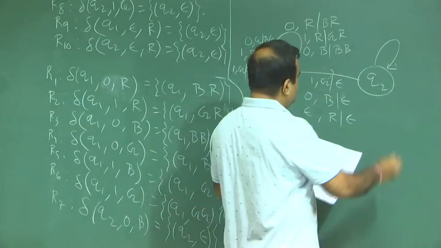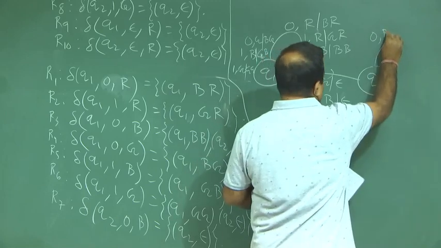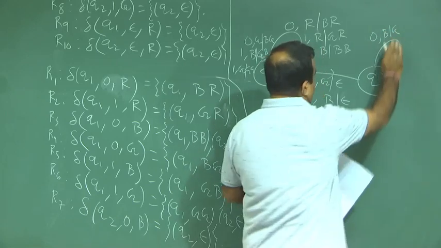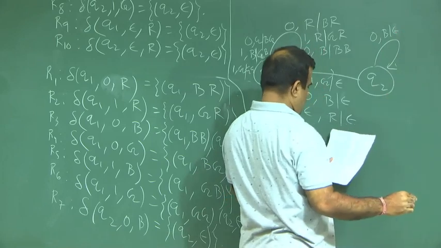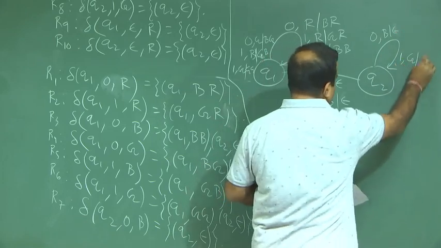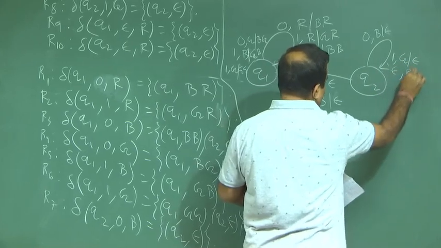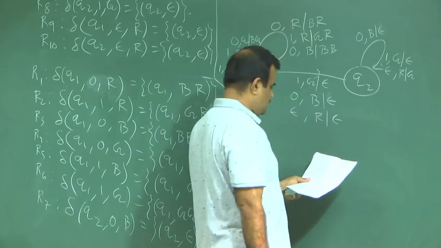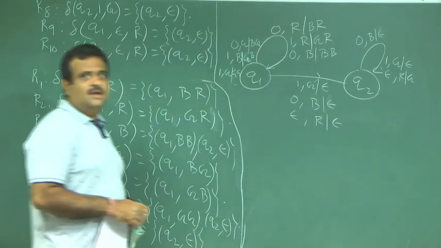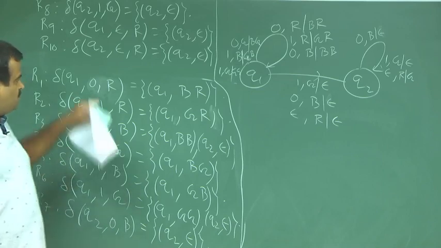So, like this. If we see a 0 and B, it will go to epsilon, and if we see a 1 G, it will go to epsilon. Similarly, if we see epsilon, it will go to R. If we see R epsilon, like this. So, this is the transition diagram of the corresponding PDA.